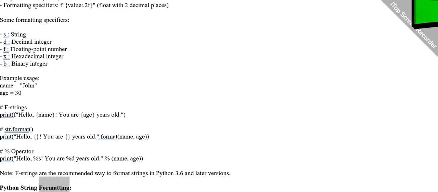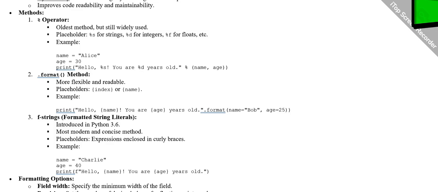Python string formatting. Purpose: dynamically constructs strings by inserting values into placeholders. Improves code readability and maintainability. Methods. The % operator is the oldest method, but still widely used. Placeholders: %s for strings, %d for integers, %f for floats, etc. Example: name = "Alice", age = 30. print("Hello, %s. You are %d years old." % (name, age)).